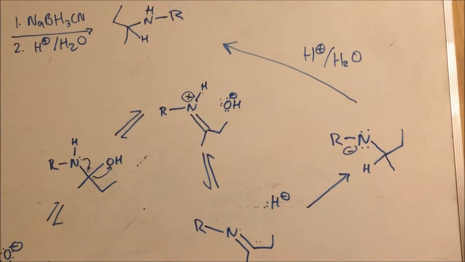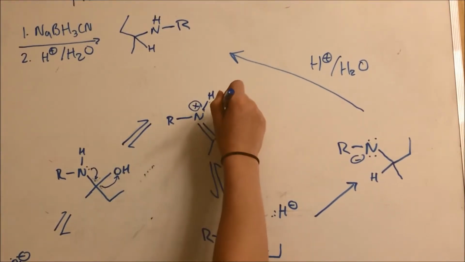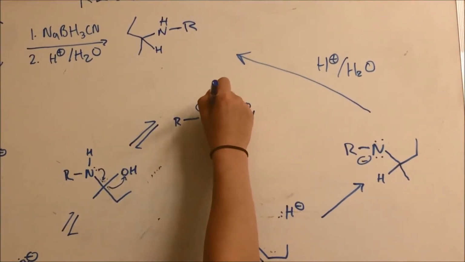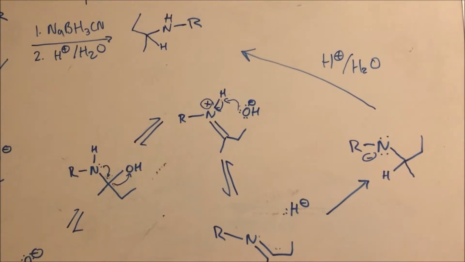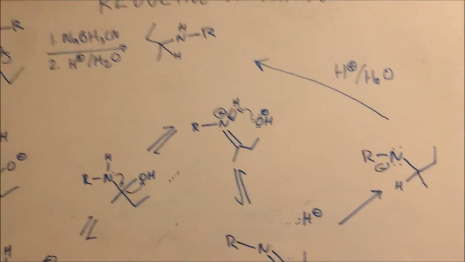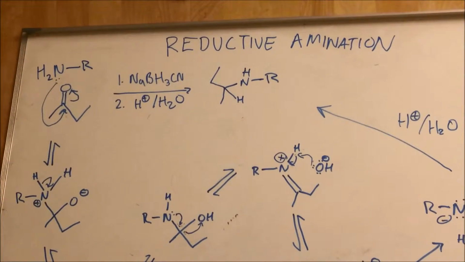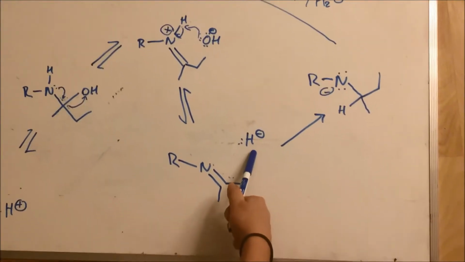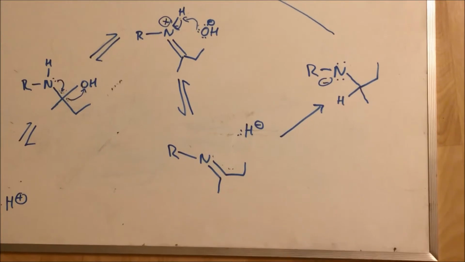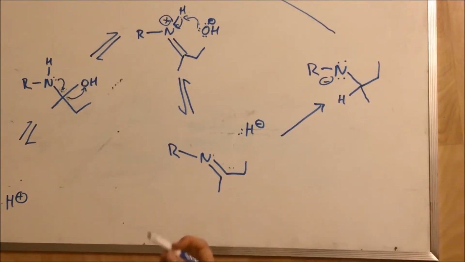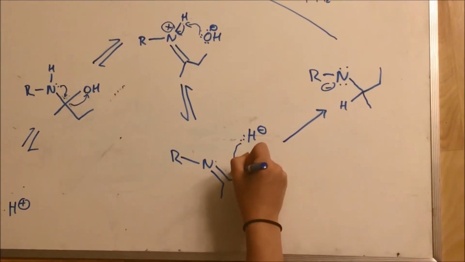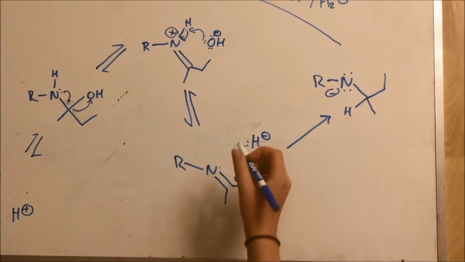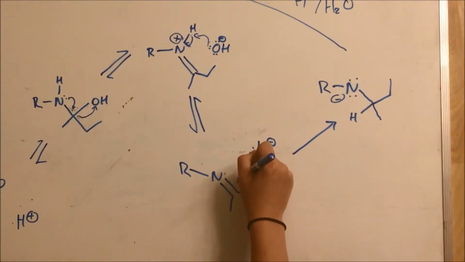The negatively charged OH then takes a proton from the nitrogen, neutralizing its charge. Next, we add the reducing agent, which in this case is sodium cyanoborohydride. This releases a hydride, which is a negatively charged hydrogen. The hydride reacts as a nucleophile and attacks the carbon in the imine bond, so the nitrogen takes back its electron pair, breaking the double bond.